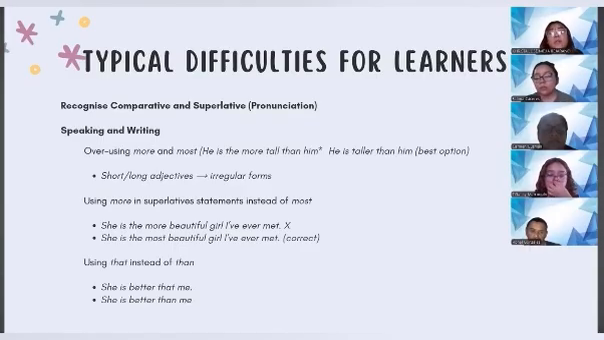We get confused a lot if we use more to describe something when we have to use most. In this case, she is the more beautiful girl I've ever met is incorrect. We have to say she is the most beautiful girl I ever met.